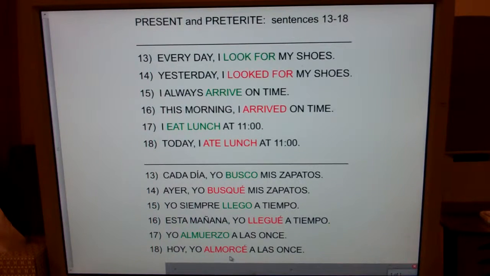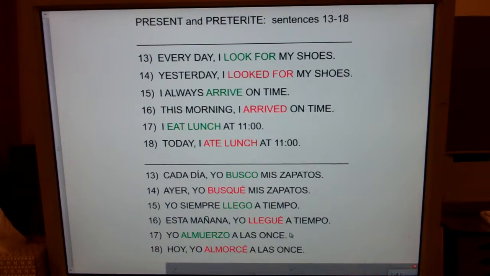But remember, AR verbs never stem change in the past. Let me say that again. AR verbs never stem change in the past. Also, ER verbs never stem change in the past. All right, if you have trouble with some of these, again, look at car-gar-zar clips, or look at each one of these verbs in the preterite, and it'll explain it more. All right, that's present and preterite sentences 13 through 18.